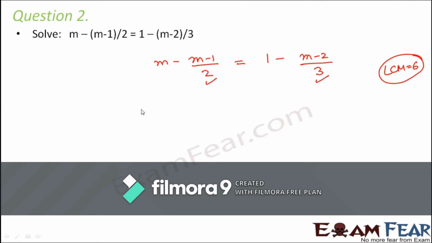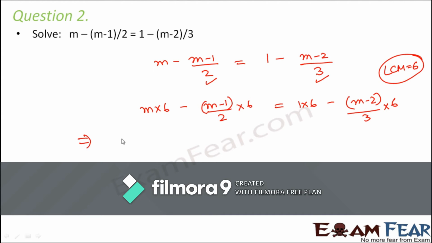So now we multiply both sides by 6. So m into 6 minus (m minus 1) by 2 into 6 is equal to 1 into 6 minus (m minus 2) by 3 into 6. So therefore what do we get? We get 6m minus, 2 3s are 6, so this would be 3 into (m minus 1) is equal to 6 minus, 3 2s are 6, so this would be 2 into (m minus 2).